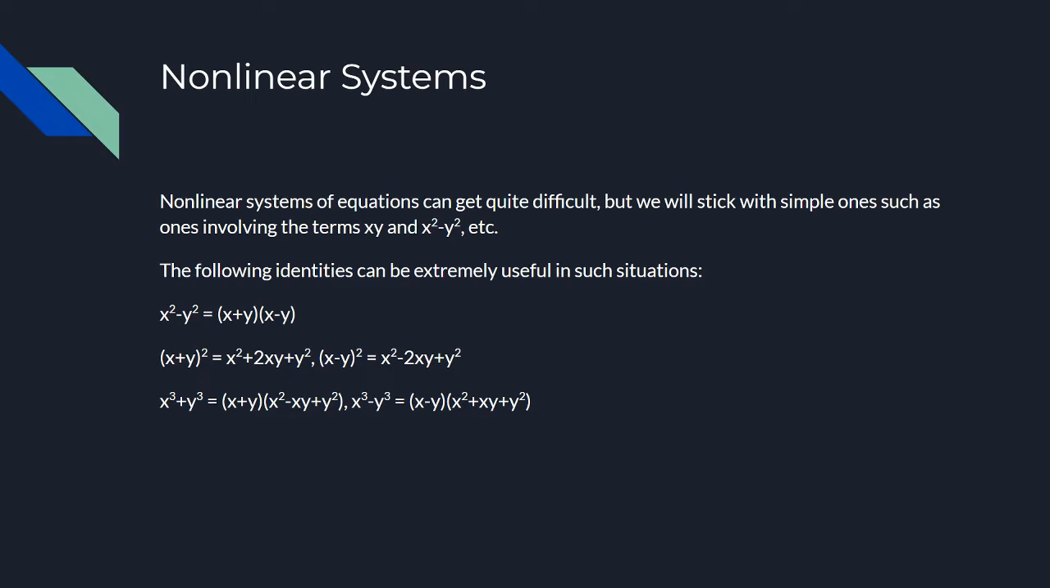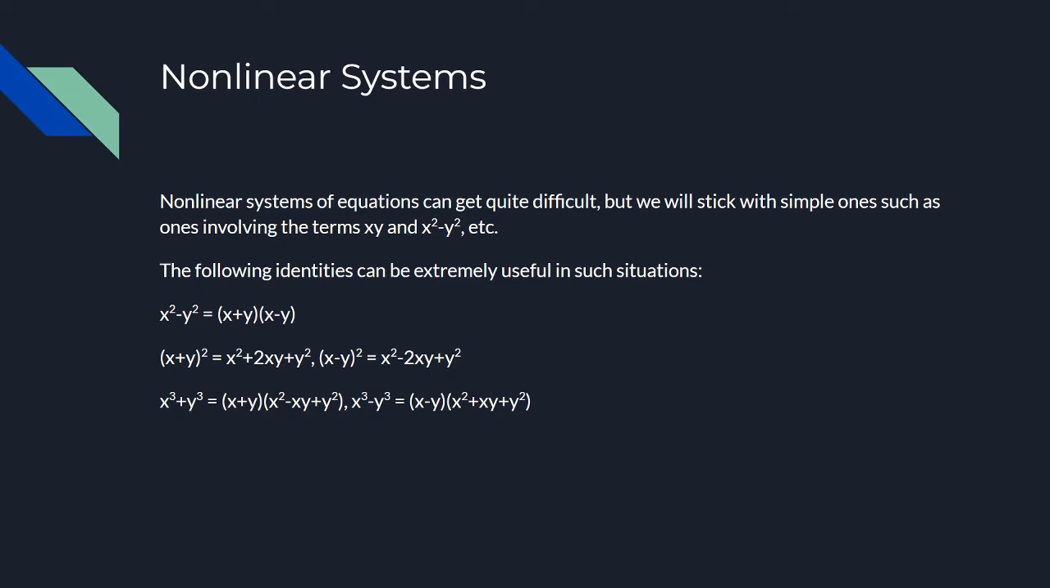So remember, (x + y)² is not equal to just x² + y². You have to have the 2xy term in there as well. And just a little bit more terms. We have x³ + y³ is equal to (x + y)(x² − xy + y²), and x³ − y³ equals (x − y)(x² + xy + y²).